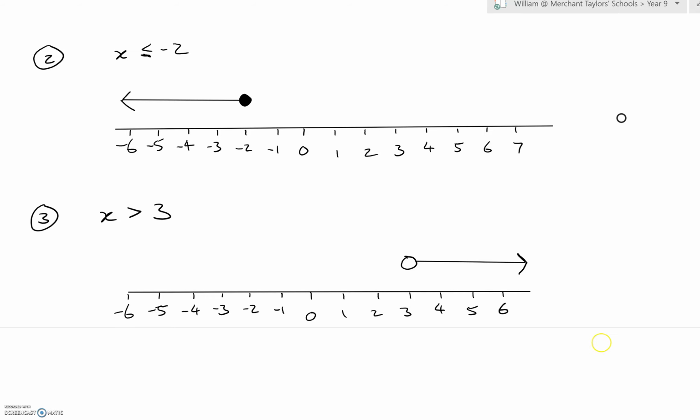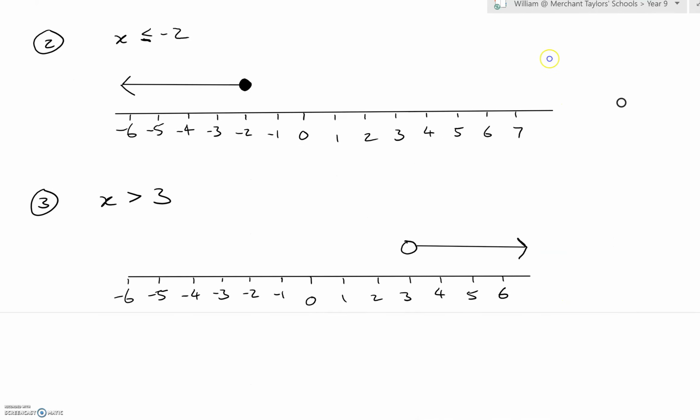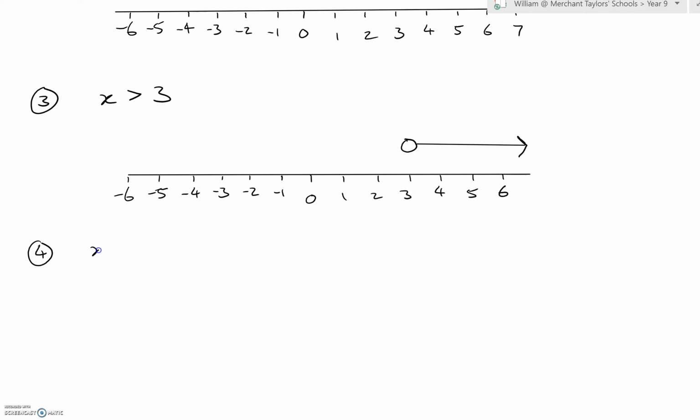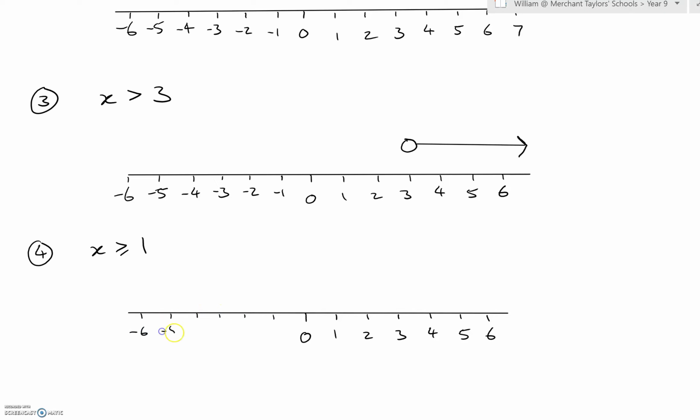And then finally that last one was x greater than or equal to 1. So number 4, let's show that one. X greater than or equal to 1, so again, number line with a ruler. 0 slap bang in the middle. 1, 2, 3, 4, 5, 6. And we want x bigger than or equal to 1.